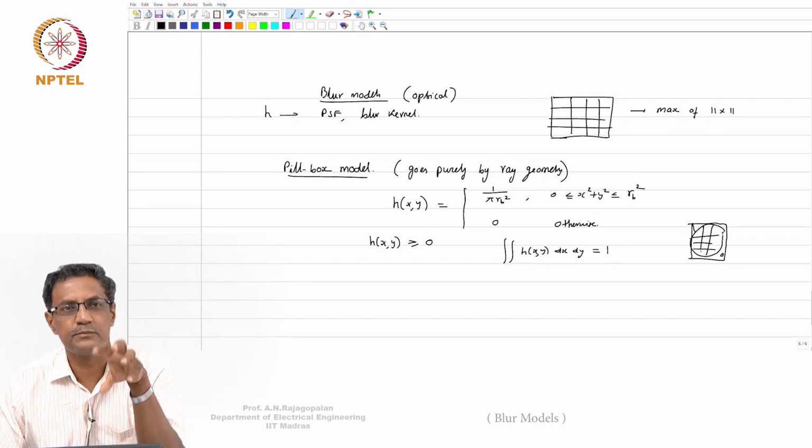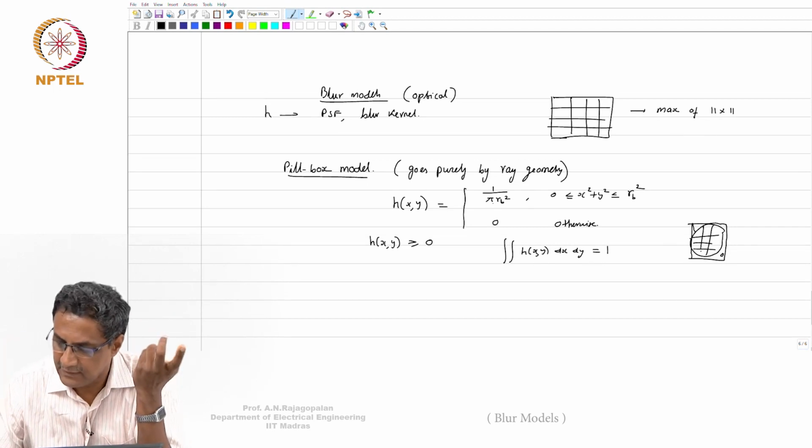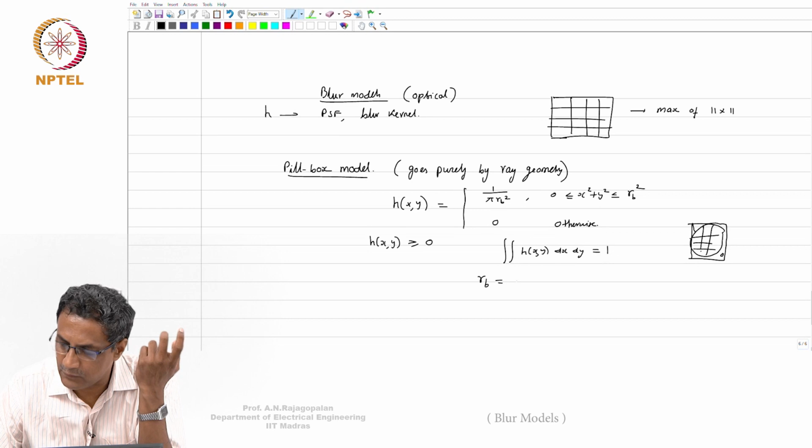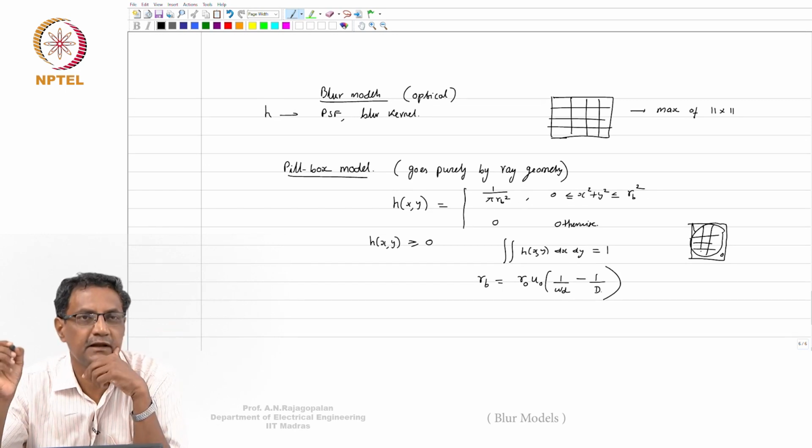Outside this blur radius, this R_B is the same blur radius that we talked about, right? I don't remember the equation, R naught, did we use U naught or V naught? I think we used U naught maybe. So R naught, U naught into 1 by omega d minus 1 by d. This was the expression that we had derived for a lens.